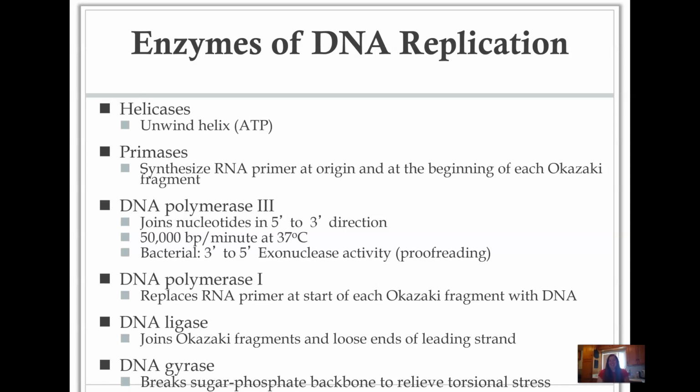Think about trying to type as fast as you can. You'd never be as fast as DNA polymerase 3, and you have to have a computer do spell check for you. This polymerase not only is super fast, but it edits itself as it's working, which I think is really, really cool. So it has a proofreading capability.